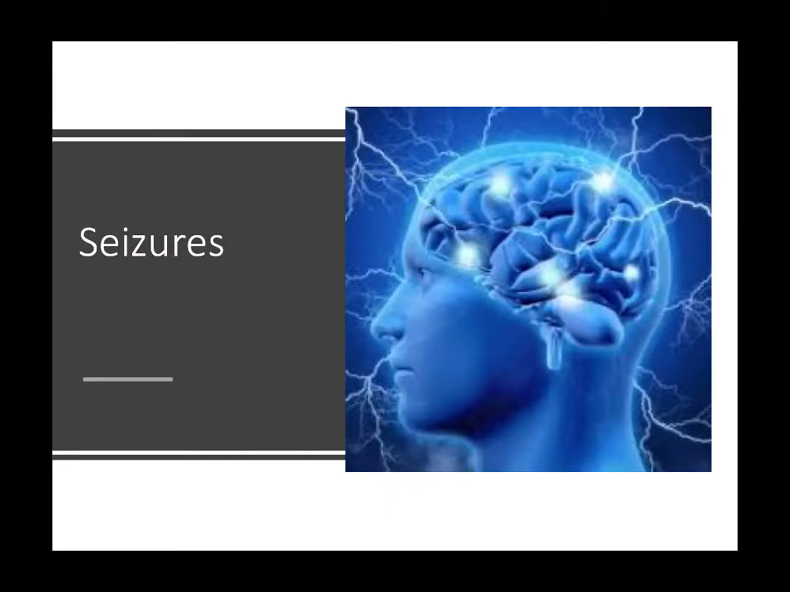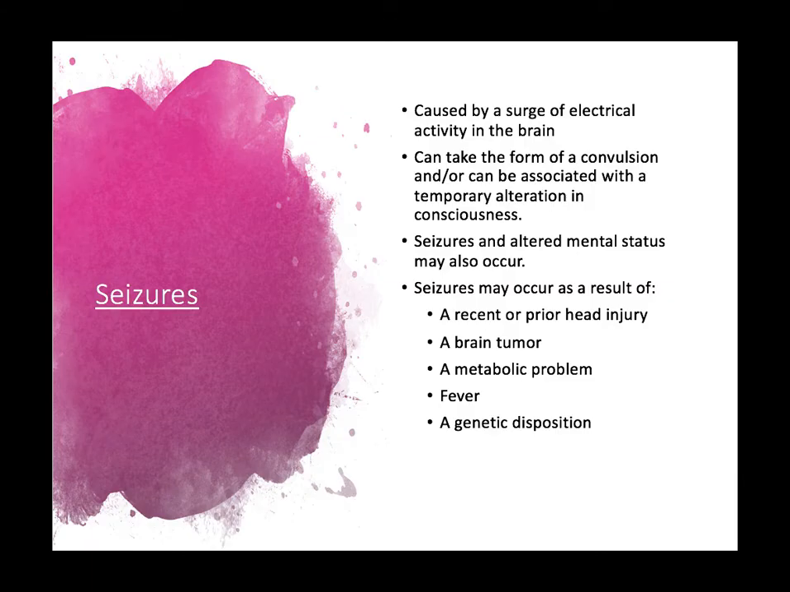Let's get into seizures here. Seizures are basically a neurologic episode caused by a surge of electricity in the brain. So it can take the form of a convulsion or uncoordinated muscle activity, or it can be associated with a temporary alteration in consciousness. In the US, it's estimated that 2 to 3 million people have epilepsy, which is a common form of seizures.